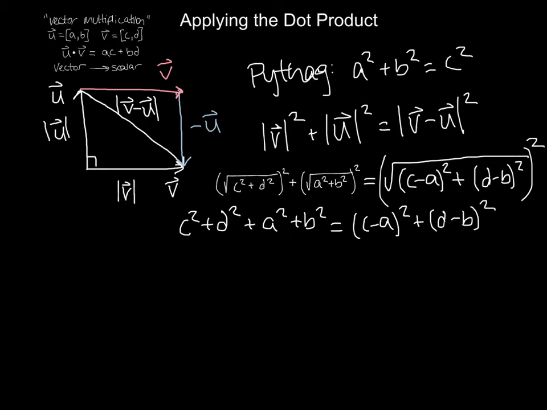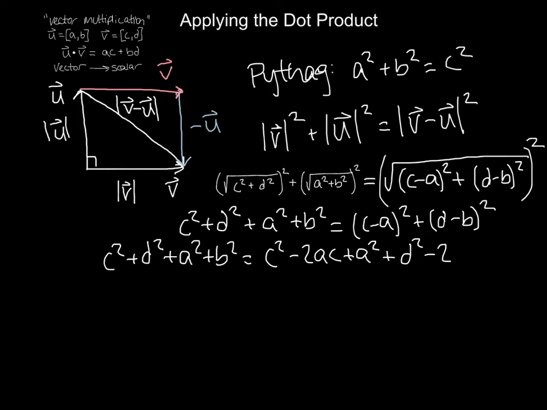And now the left side looks pretty simplified, but what I'm going to do is FOIL out the right side here. So we're going to have c squared plus d squared plus a squared plus b squared equals, now to FOIL that out, I'm going to get c squared minus 2ac plus a squared plus, now we're into the second one, d squared minus 2bd plus b squared. Now, hopefully, some interesting things are going to happen here.